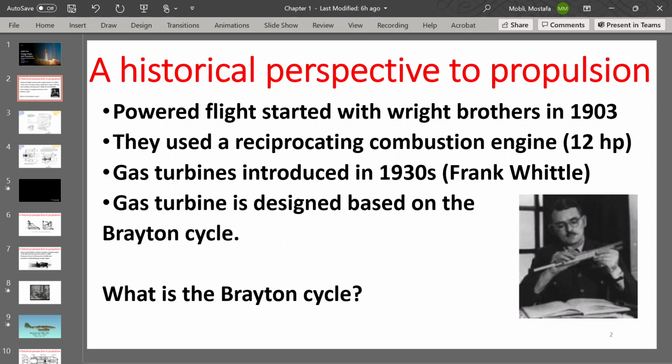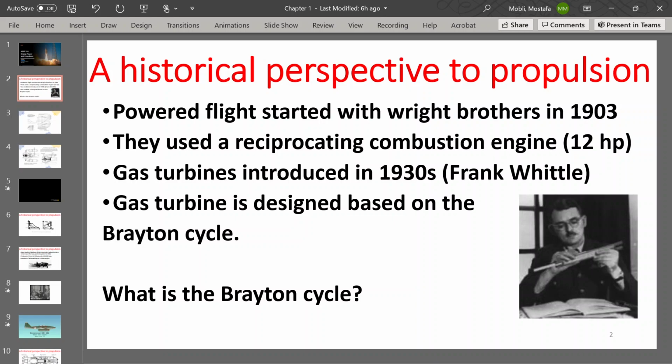What kind of engine did they use for that flight? Reciprocating combustion engine. Yeah, it was a 12 horsepower, very small engine. It was an internal combustion engine, right? Which essentially, what is an internal combustion engine? You have a piston that is moving up and down in a cylinder. Not the most efficient way of flying. That's why the flight took like 2 or 3 minutes.